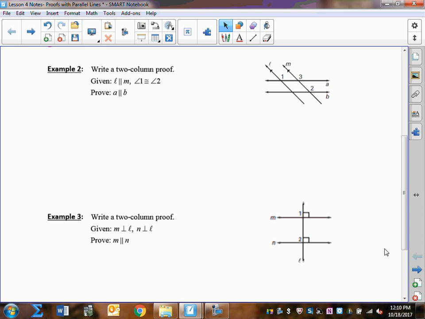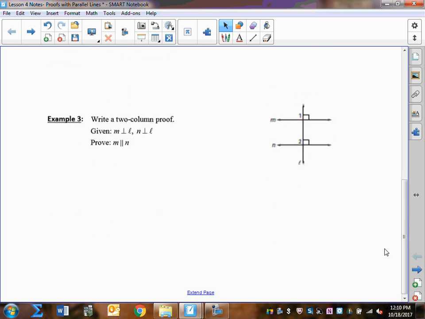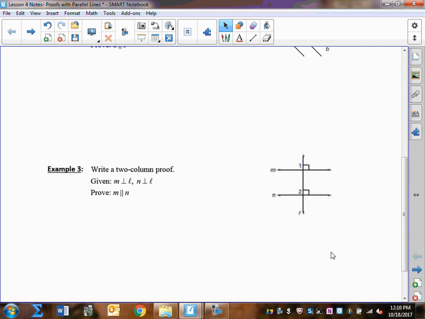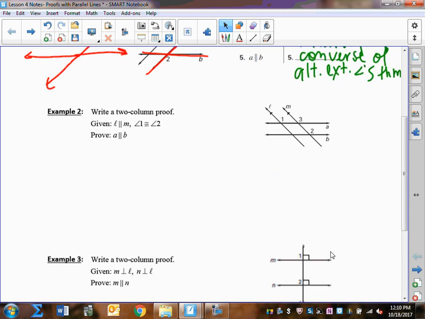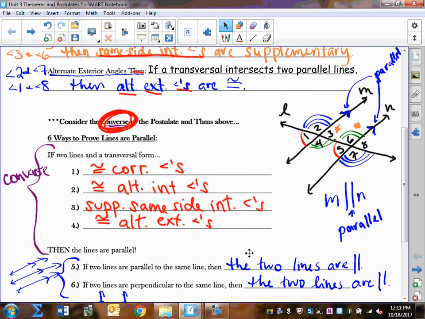If we notice for 3 here, it says, given that M is perpendicular to L, and N is perpendicular to L, show that those are parallel. Well, that's two lines perpendicular to the same line. We know those two lines are parallel. That's the theorem we just wrote down. So we're proving that theorem today. But remember, we can't use it if we're proving it. All right, so example 2, not too bad. I want you guys to go and try that on your own real quick. I'm going to bring back the postulates and theorems page for you if you need.